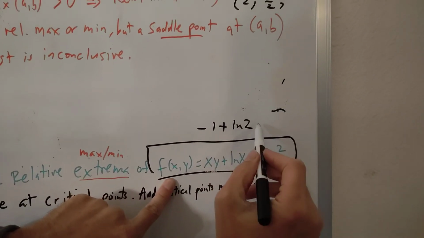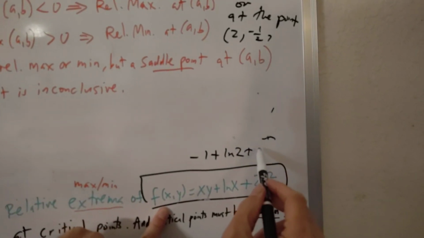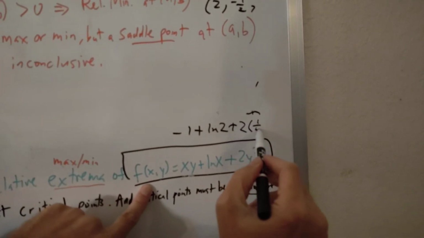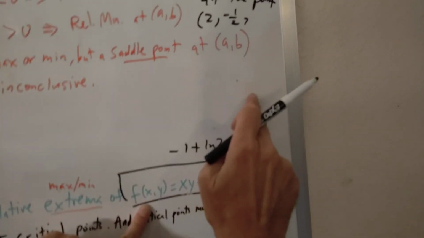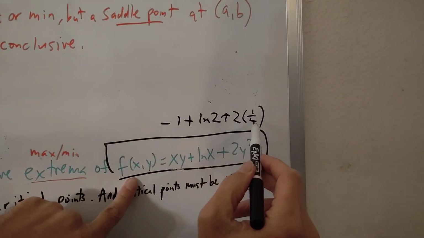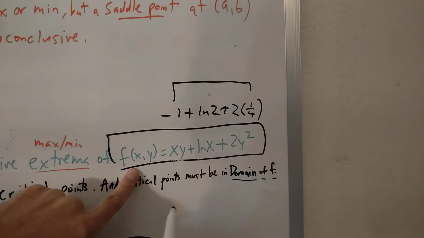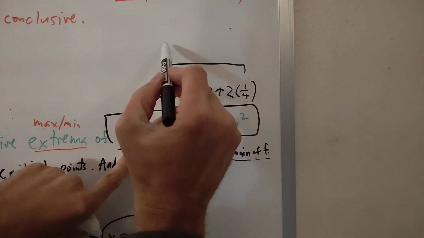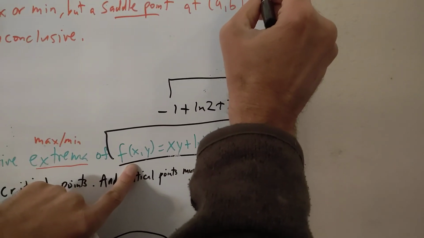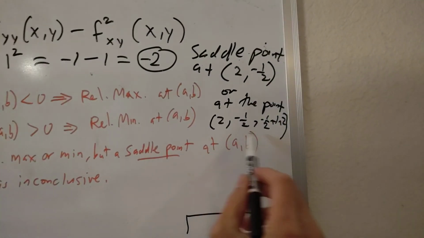Plus 2 times y squared. y is -1/2. So 2 times -1/2 times -1/2 is a positive 1/4, and 2 times a fourth is 2/4, which is a half. And what's -1 plus a half? It's -1/2. So it's going to be -1/2 plus ln 2. So that's the point on the surface.